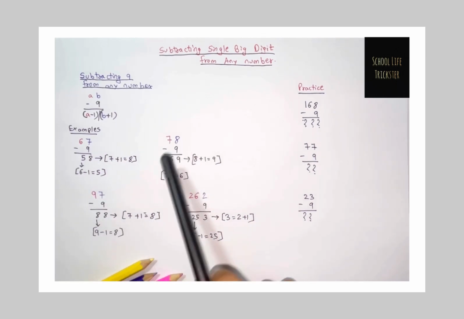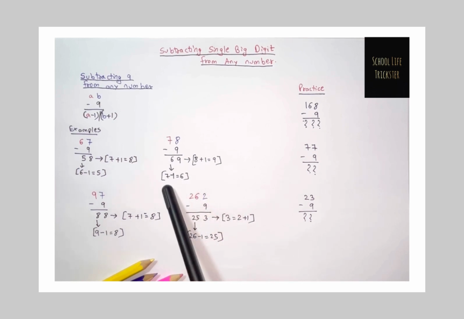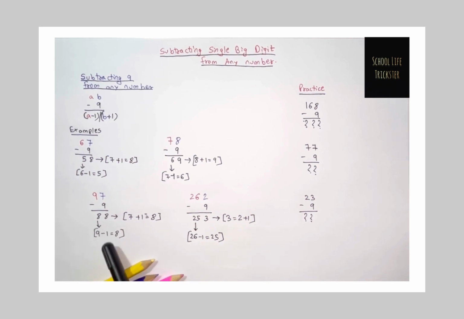Over here 78 minus 9 equal to 69. That is 8 plus 1 equal to 9 and 7 minus 1 is 6. Over here 97 minus 9 equal to 88. 7 plus 1 equal to 8 and 9 minus 1 is 8.